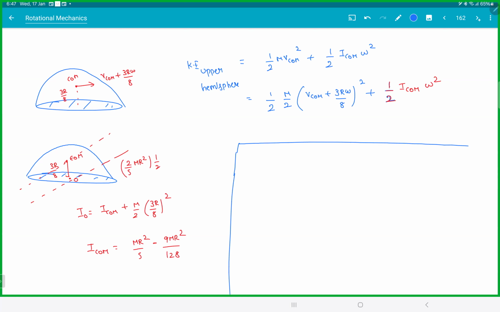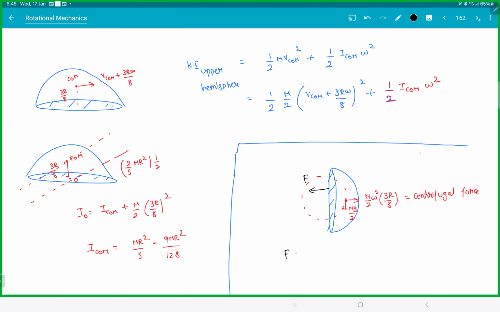You have to draw an FBD. So if you draw the FBD of one hemisphere, the forces will be... the center of mass will be somewhere here. So this will be mg/2. Because you're going in a circle, there will be a centrifugal force, (m/2)ω²(3r/8), because this thing is going in a circle. So this force will be somewhere here.